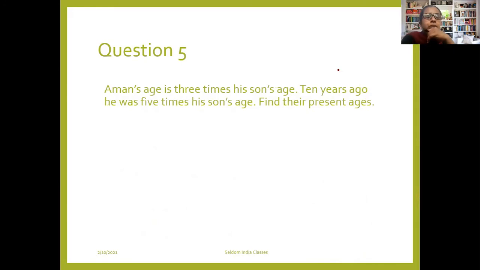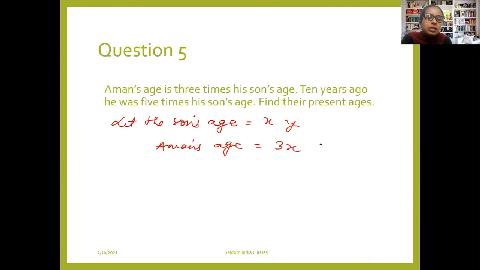Now the next question is: Aman's age is 3 times his son's age. 10 years ago, he was 5 times his son's age. Find their present ages. Aman's age is 3 times his son's age. So let the son's age equal x years. Correct? Aman's age is 3 times his son's age, so 3x years.